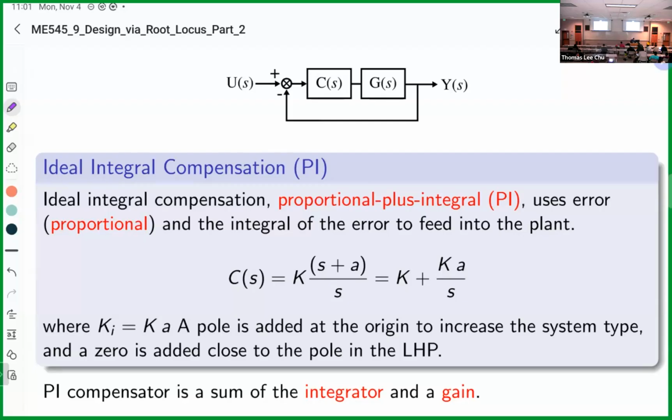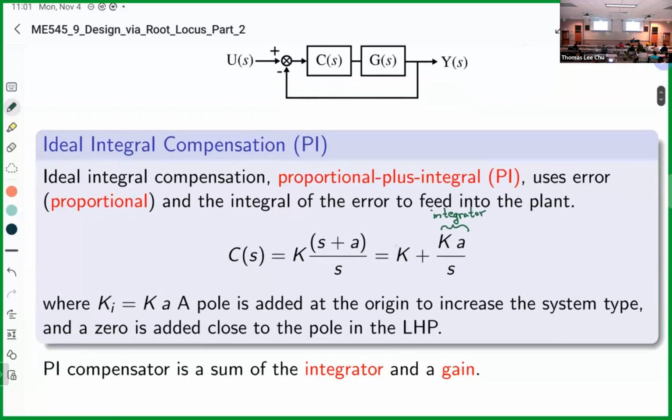So when we work this out here, you can see that this is our integral portion. This is our integrator. When we multiply something in the S domain, it's the derivative. When we divide something by S in the frequency domain, it's an integrator. So this is our integrator part. And this is just our proportional part. A proportional part still uses error as feedback, but then it also takes the total area under the error function as part of its feedback as well.